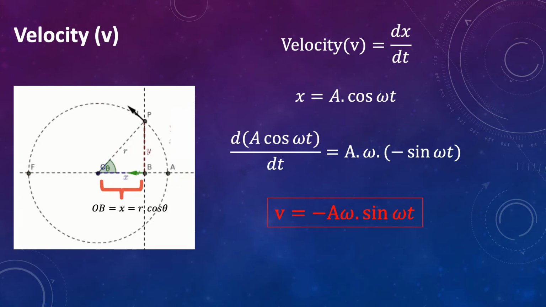Now let's derive the equation for the velocity. Velocity is defined as the rate of change in the displacement. Since the displacement is A cos omega t, we can differentiate this with respect to time t to find the velocity. Since A is a constant, we keep it as it is when differentiating. The derivative of cos omega t with respect to time t is omega times negative sine omega t, and we can take the negative sign to the front and write the velocity equation for simple harmonic motion as negative A omega sine omega t.